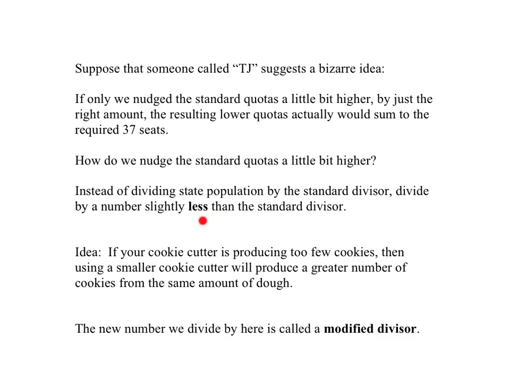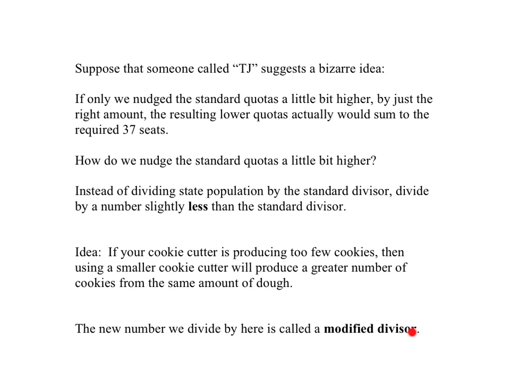Slightly less. So think about it. If your cookie cutter is producing too few cookies, then using a smaller cookie cutter produces a greater number of cookies from the same amount of dough. So the state population divided by a smaller number will produce larger quotas. Right? So the new number we're going to divide by here, when we do state population divided by something smaller than the standard divisor, we'll call that a modified divisor.